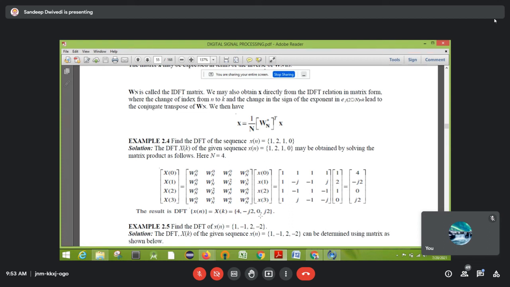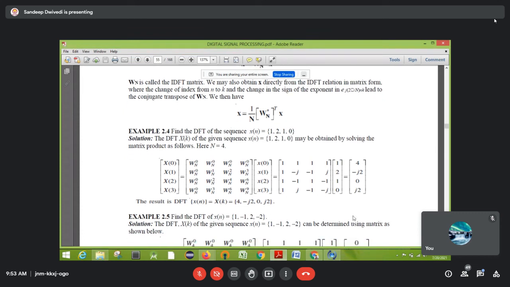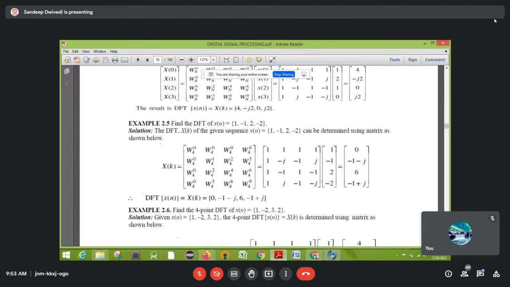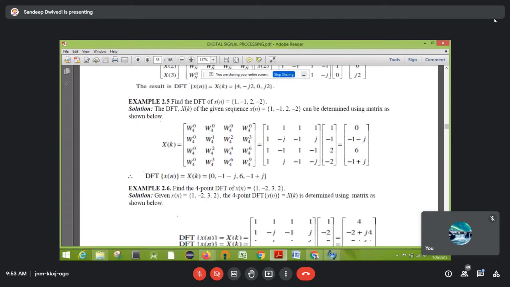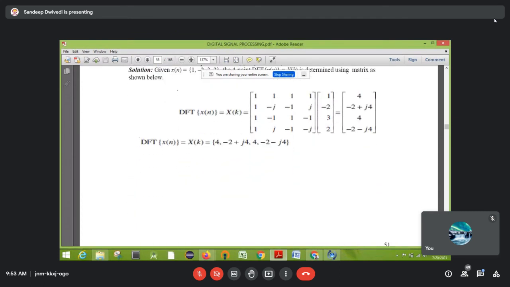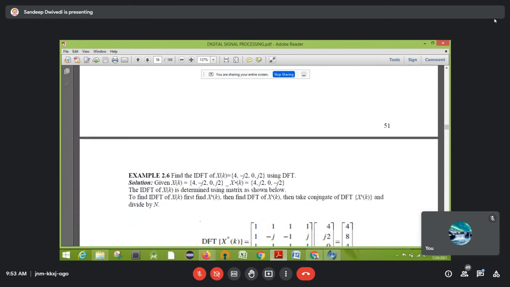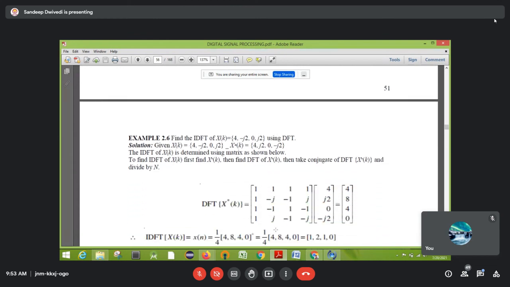Okay, so this is how you can use the matrix method to find out the DFT. Now see here, if it is an 8-point example. In the IDFT, just you need to see, this is a sequence.